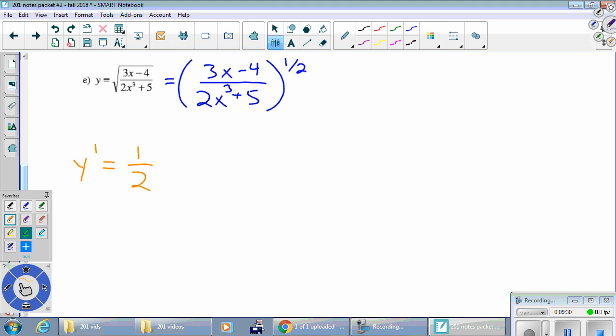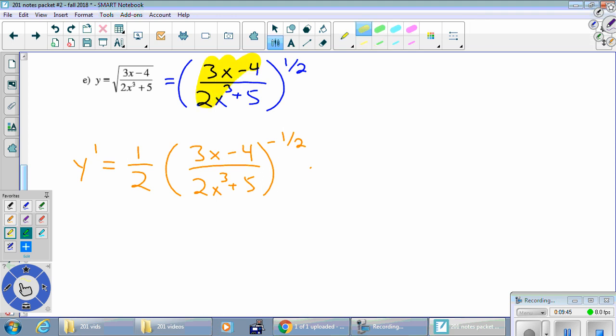The chain rule says copy the stuff, bring the power down, copy the stuff, subtract 1 from the power, and then multiply by the derivative of the stuff. I'll highlight the stuff in yellow. It is this fraction. So right over here, I'm supposed to put the derivative of that stuff that's in yellow. And now, brand new problem is like, how do you take the derivative of the stuff in yellow?